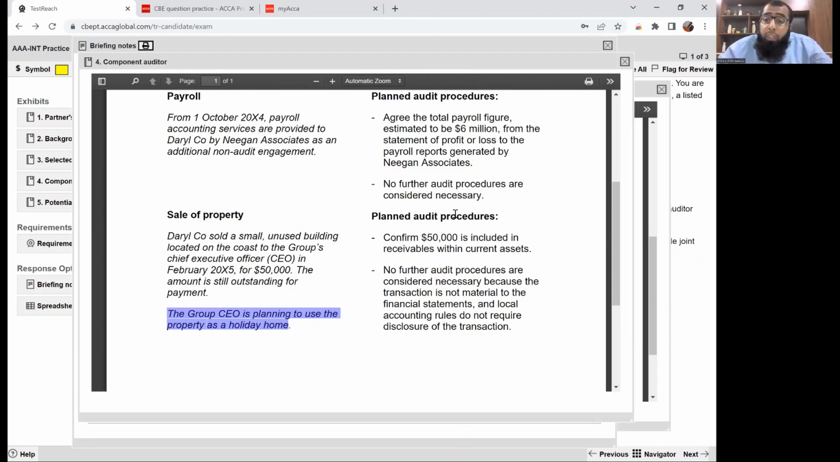Now, what is the planned audit work? Confirm $50,000 included in receivables within current assets, which means he only verified the receivable balance. What about the disclosure? What about verifying the gain or loss? The market value of the asset, because you have to give all of this in the disclosure note. No further audit procedures are considered necessary because the transaction is not material to the financial statements, and the local accounting rules do not require disclosure of this transaction.